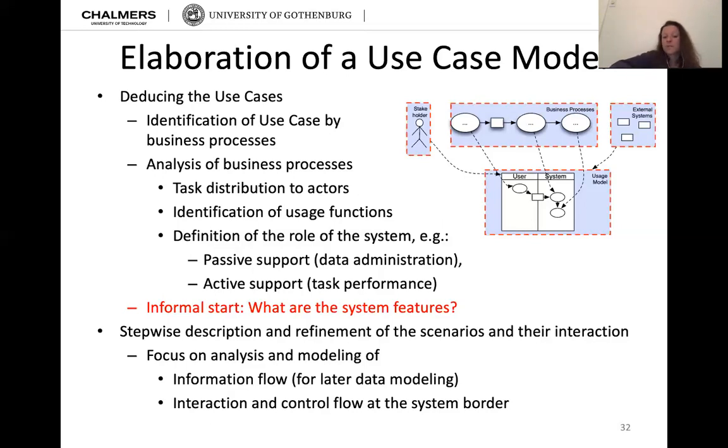And then we'll do a stepwise description and refinement of the scenarios and their interaction. Thereby, we'll model the information flow for the later data modeling, and we'll also pay attention to the interaction and control flow at the system border.